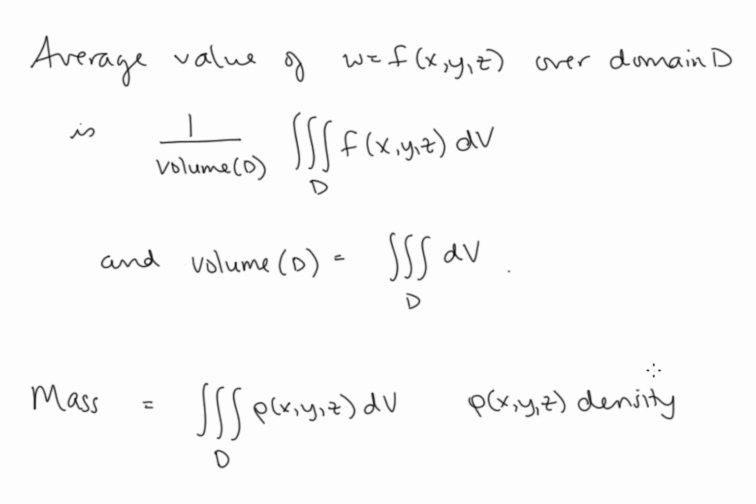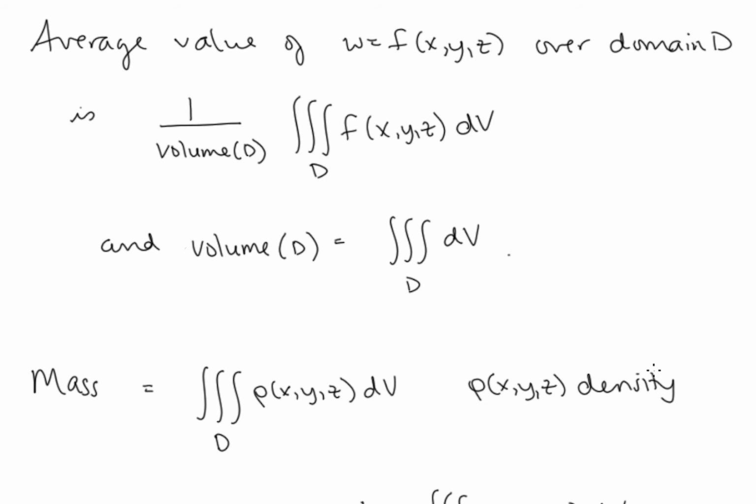Similar to what we saw for average value of a function of two variables, using a double integral, now we have the average value of a function of 3 variables over a domain using a triple integral. So the average value of w equals f of x, y, z over domain D is 1 over the volume of D times that triple integral.